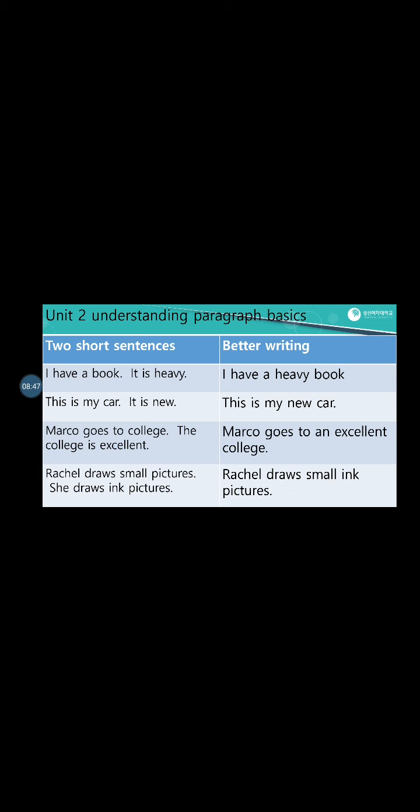Okay, so we have better writing. I have a book, it is heavy. Please change it to I have a heavy book. This is my car, it is new. You should be changing that to this is my new car. Marco goes to college. The college is excellent. Marco goes to an excellent college. Rachel draws small pictures. She draws ink pictures. Rachel draws small ink pictures. Okay, so there we go. The way to make your writing better.